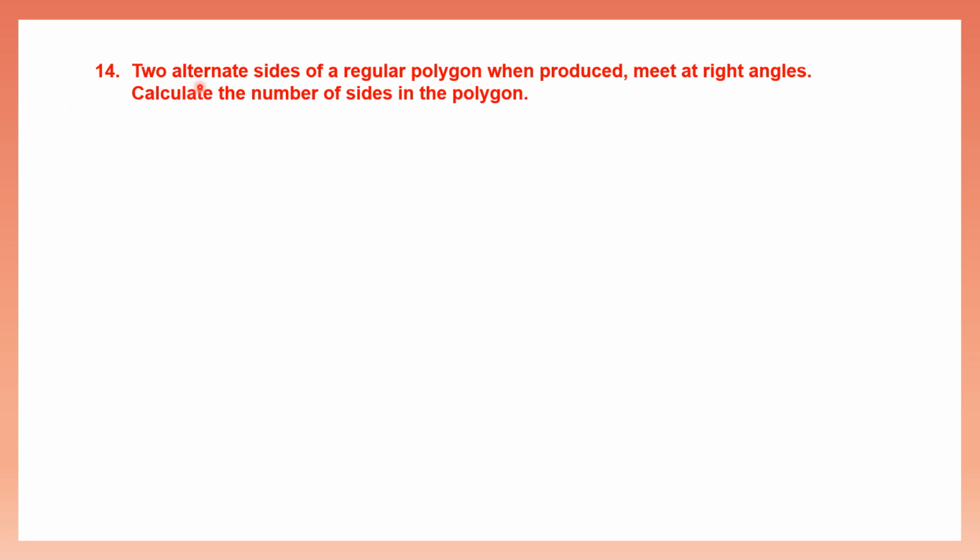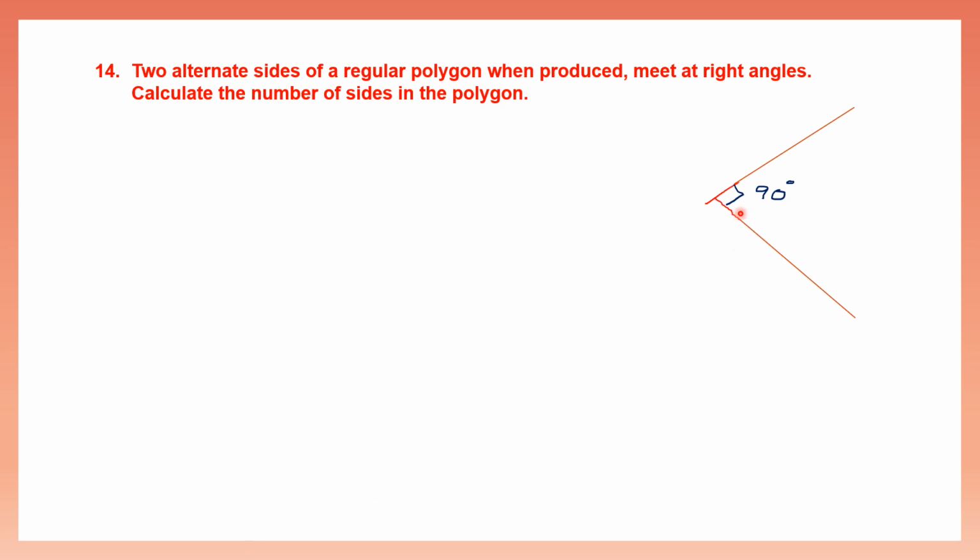Question 40. Two alternate sides of a regular polygon, when produced, that means when we extend it, they will meet at right angles. Okay, so let's just draw that just for our understanding's sake. So we have one side here and one side here. So we'll take this as two alternate sides of a regular polygon. Here it says when it is produced, they will meet at right angles. That means if I extend this a little like this, and I extend this also, they will meet at right angles. So this meeting point here is 90 degrees because it says right angles, isn't it? So the meeting point here is 90 degrees.